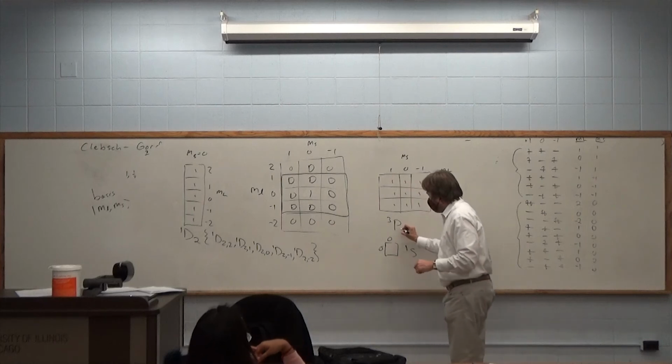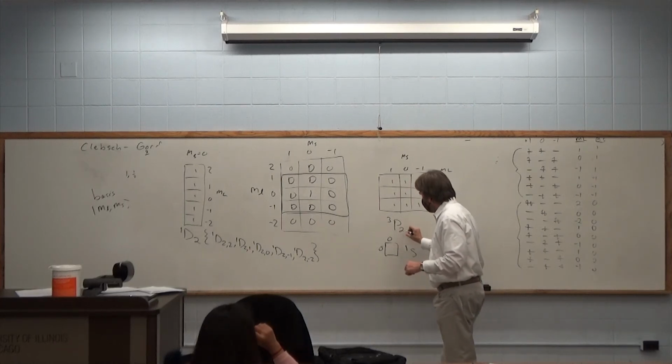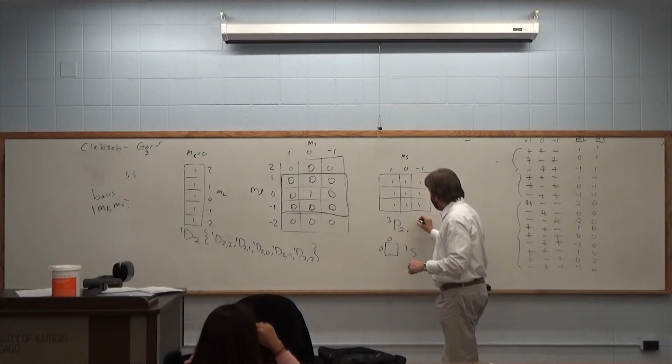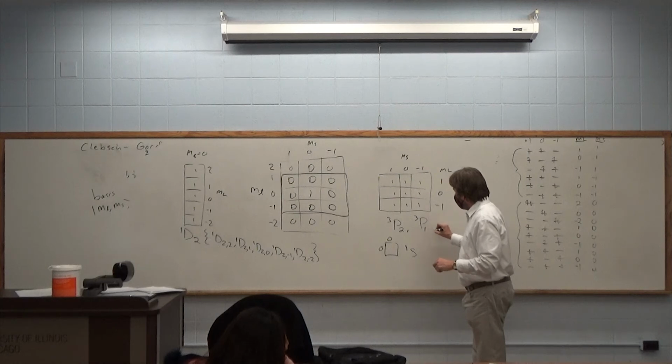Okay, so L plus S, 1 plus 1 is 2. Then the other combination is L minus S, and that would be 0. So that means that we have 3 of these.